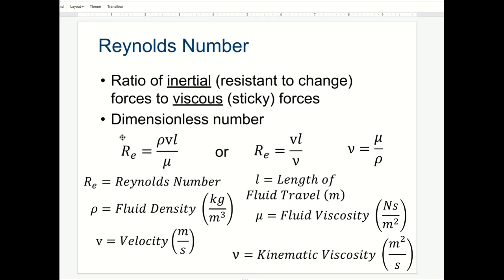So the Reynolds number, since it's a force divided by a force, is not going to have a unit. The density of the air is going to be in kilograms over cubic meters. The velocity of the aircraft has to be in meters per second, so if it's given to you in miles per hour or knots or kilometers per hour, you have to convert it to meters per second. And then the length of fluid travel is the chord length of the wing shape.